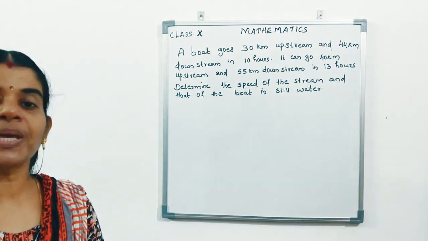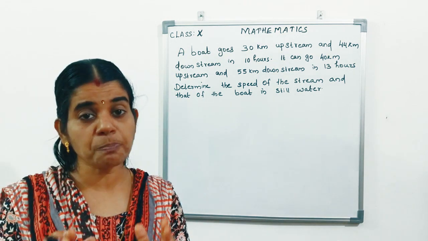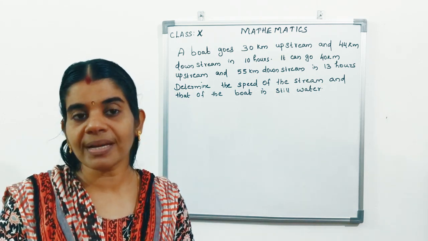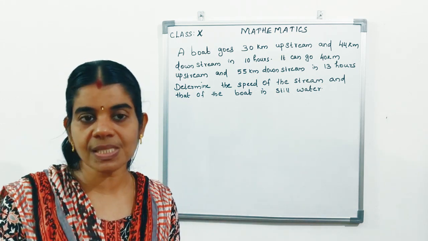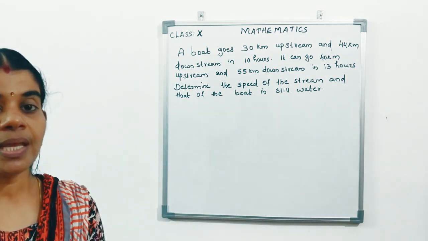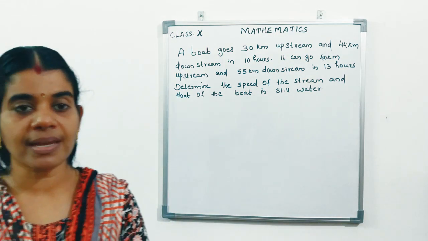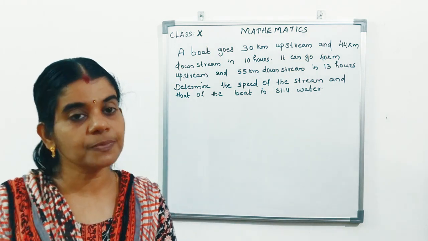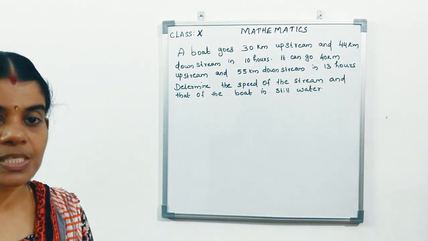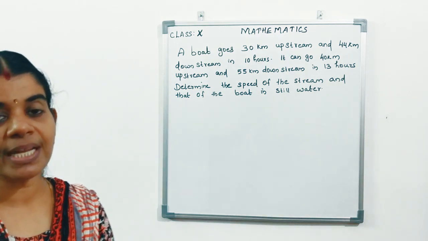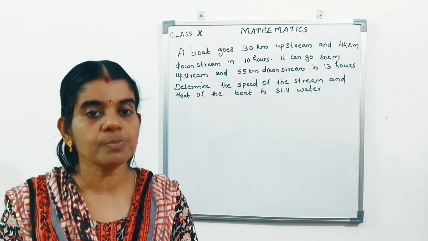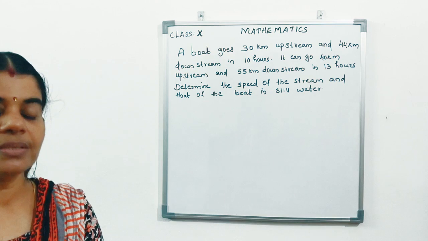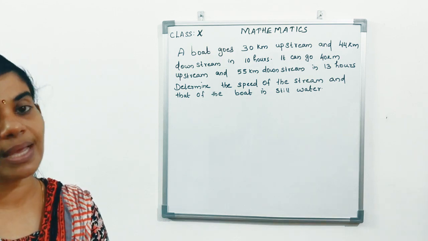From this itself, you can understand that in upstream, the resultant speed will be less. If you consider the speed of the stream and the speed of the boat, the resultant speed will be less in the case of upstream. In the case of downstream, both are moving in the same direction, therefore the resultant speed will be high. So in the upstream case we will take speed as x minus y, and in the downstream case, we can take x plus y.